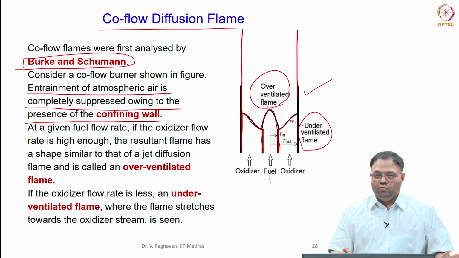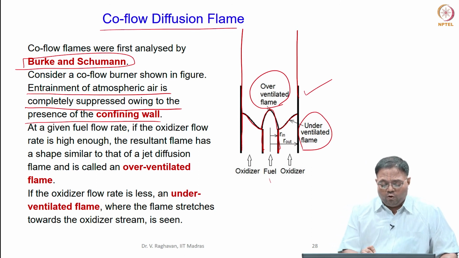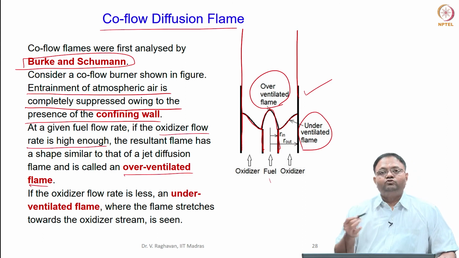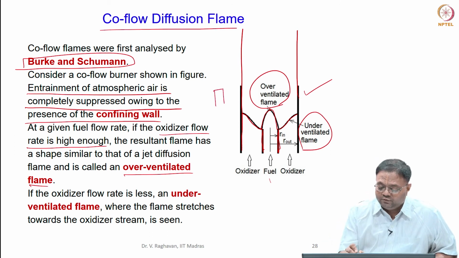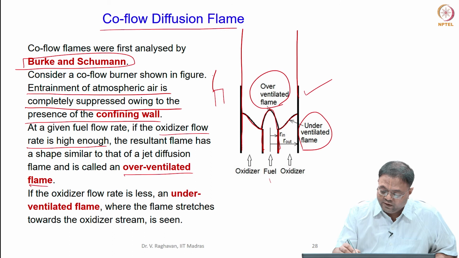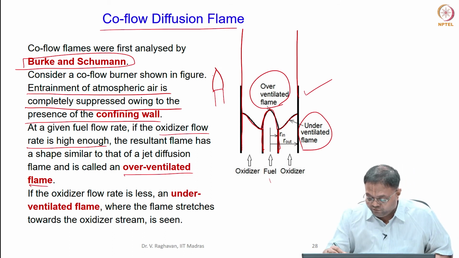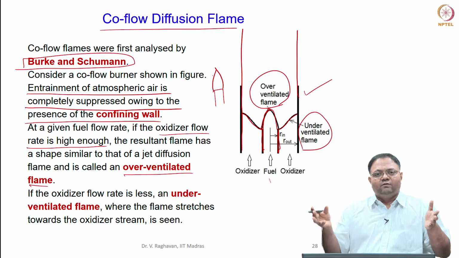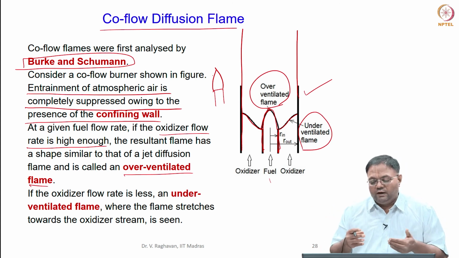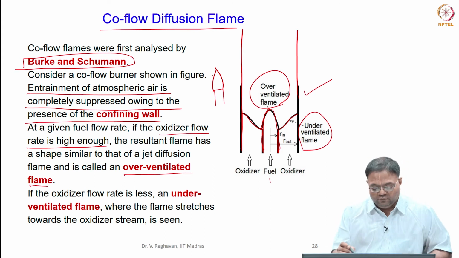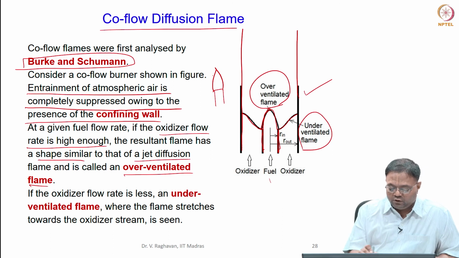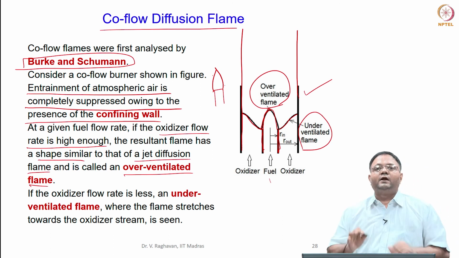Okay, so now how is the over-ventilated flame formed? At a given fuel flow rate, if the oxygen flow is high enough, so sufficient oxygen is supplied, then what we get is a jet diffusion flame type of configuration. A flame which is like this is formed. That means enough oxygen is coming there and it will entrain. So oxidizer is actually entraining into the fuel jet, and wherever they mix at stoichiometric proportions, a flame is formed, and it is similar in shape to that of a jet diffusion flame. That is called over ventilated flame.